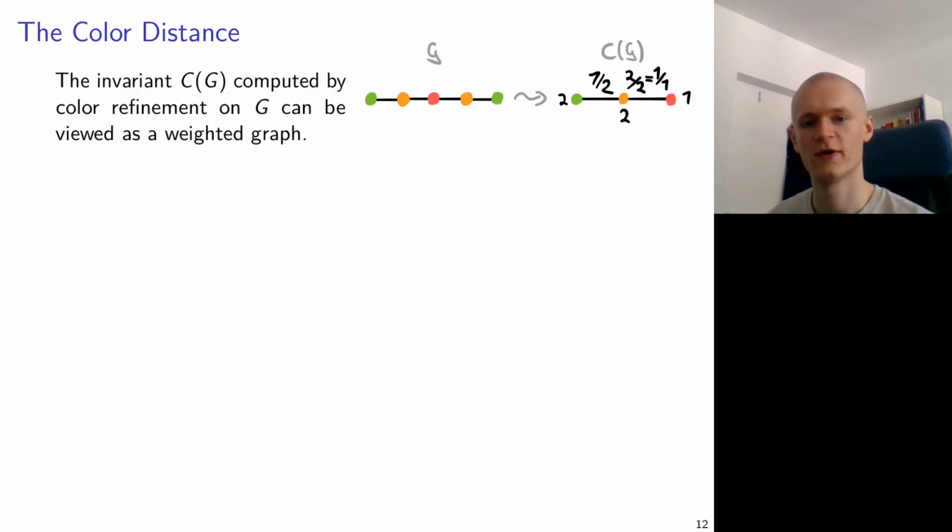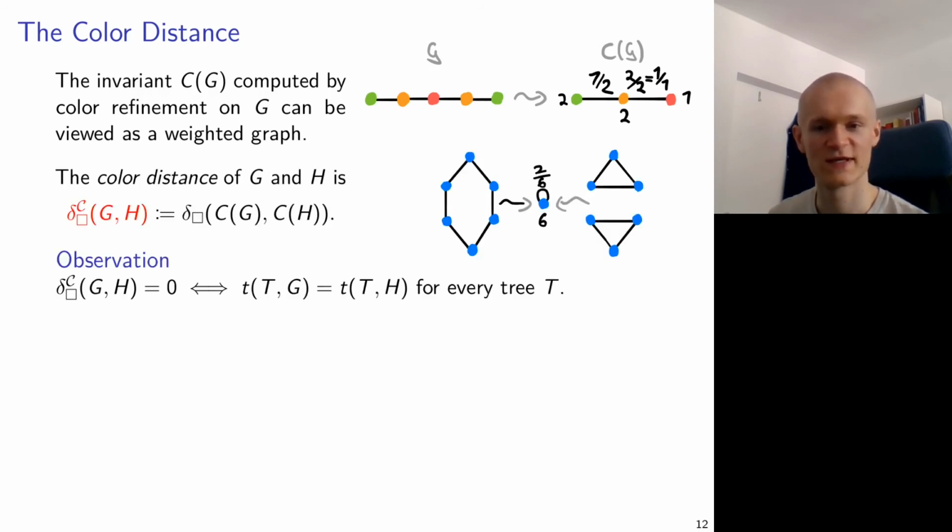Another candidate for a tree pseudometric that came up while studying this pseudometric is the color distance. If you run color refinement on a graph, then you can consider the invariant computed by color refinement, that is this graph on these color classes whose edge weights are the edge densities between these color classes. And we can just take these invariants, and since they are weighted graphs, we can compute their cut distance. Then you immediately get that two graphs have color distance 0 if and only if their tree homomorphism densities are the same. And now you might wonder, okay, how does this relate to the tree distance?